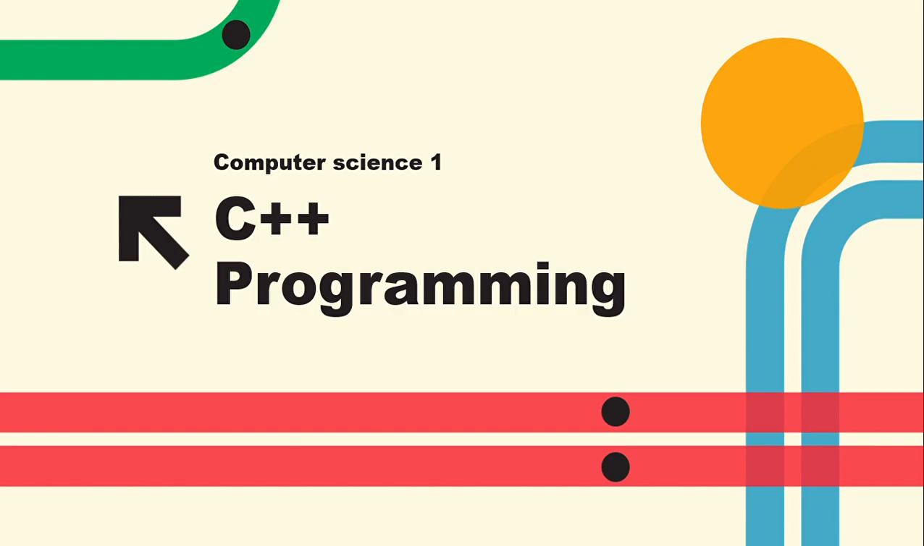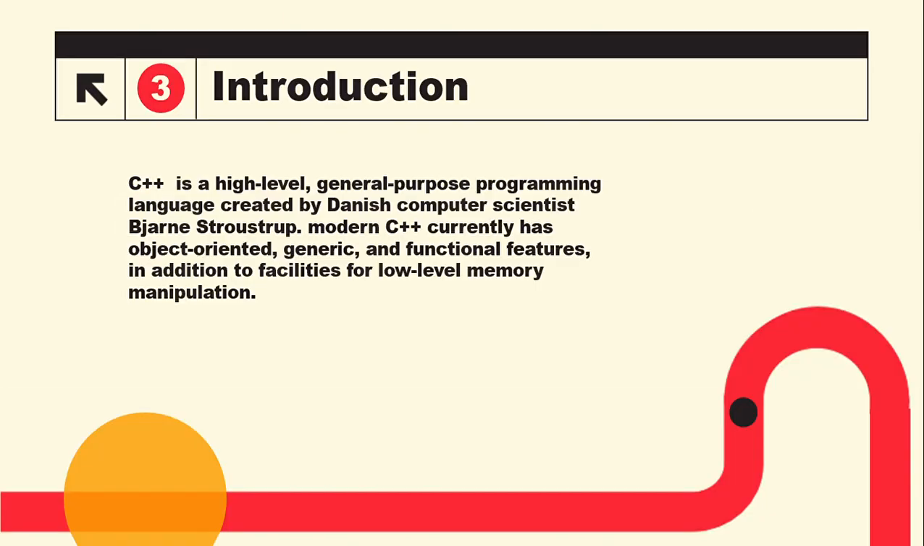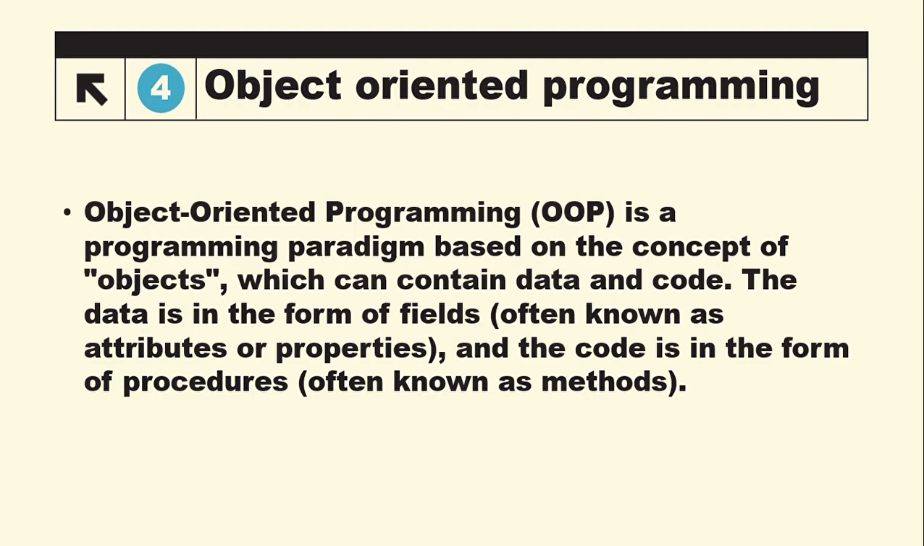In today's video, I am going to explain some important points related to C++. C++ is a high-level, general-purpose programming language created by Danish computer scientist Bjarne Stroustrup. C++ is also known as C with classes. Object-oriented programming: C++ follows object-oriented programming, which follows the concept of object.